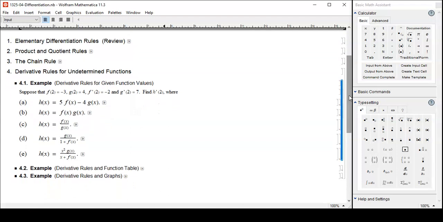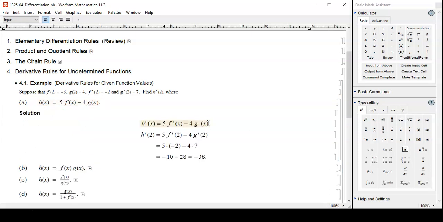Here are some examples associated to using the derivative rules without the algebraic expressions. Instead, we have to use these derivative values. How do I do that? Well, if you take the derivative of h, that's 5f prime of x minus 4g prime of x, right? Like this. And then plug in x equal to 2. And we know f prime of 2 and g prime of 2. The problem gave us all that. Plug in all those numbers and do your computation. There you go. It's that simple.